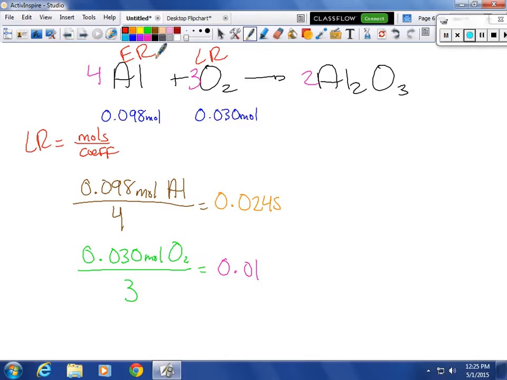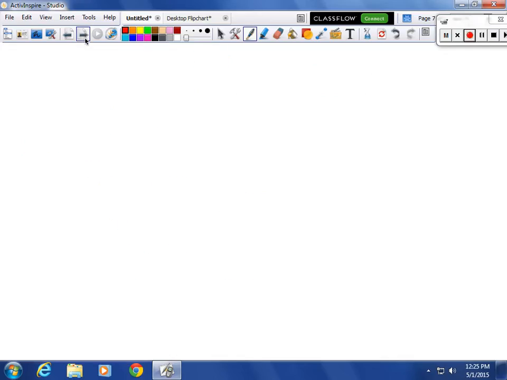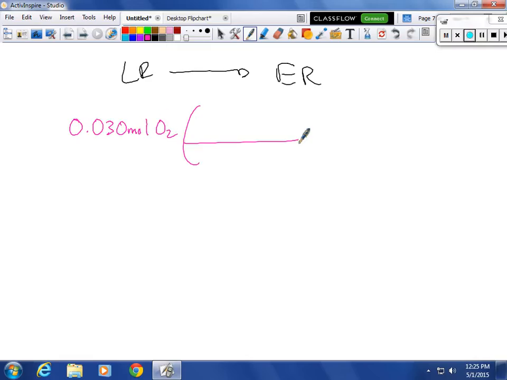So here's what we got to do. How do I find how much excess remains? What's step number 1? Very good. Convert LR to ER. So I got to go from LR and I got to go over here to ER. So our limiting reactant was 0.030 moles of O2. Now what's the good news about these two problems so far? It's just a straight mole to mole. There's no grams to worry about. And mole to aluminum. What is my mole to mole ratio top to bottom? 4 to 3. Very good.